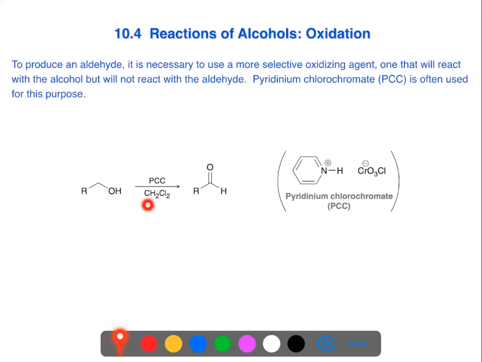And we will use a chlorinated solvent like dichloromethane or chloroform to carry out this reaction so that we can solubilize the alcohol and the pyridinium chlorochromate together.